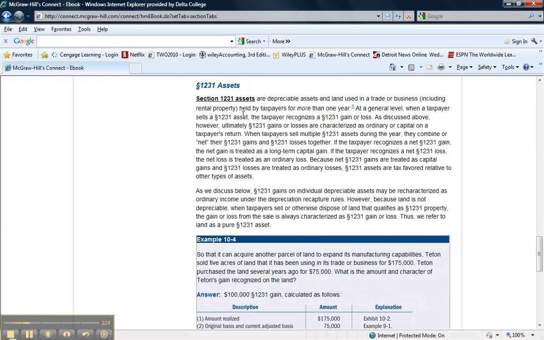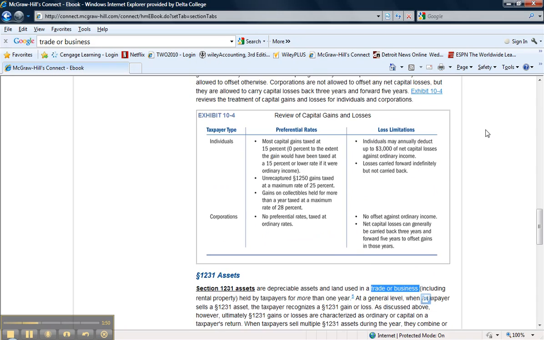Section 1231 assets are business use assets, so used in a trade or business and held for more than a year. So these are the assets that really we're going to be focusing on when we're talking about character issues, because when you sell Section 1231 assets, you can arrive at either capital or ordinary gains or losses depending on the circumstances.